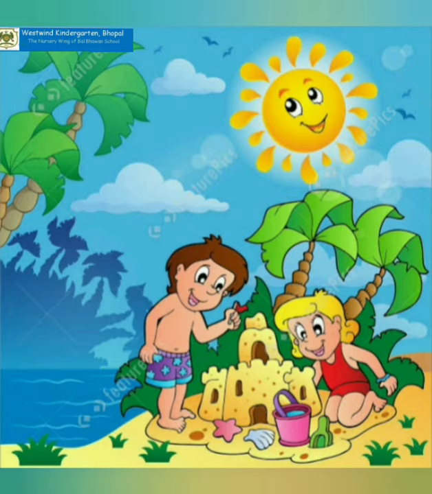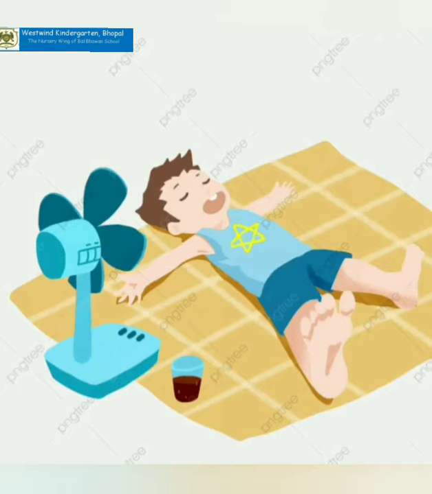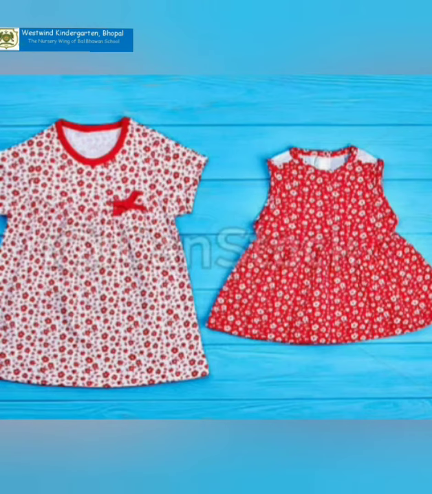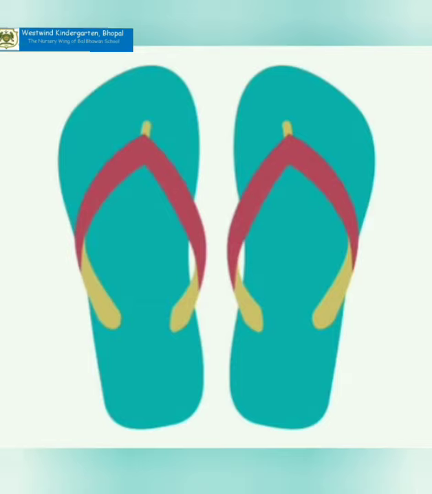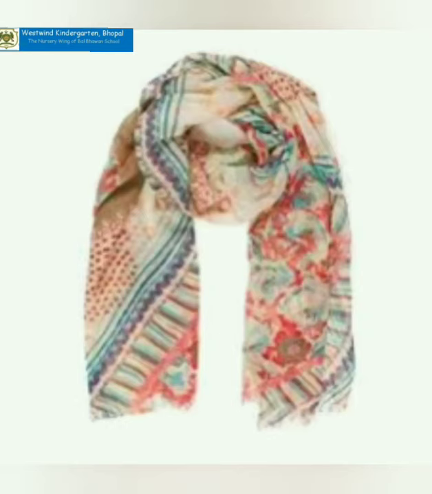Let us see, what do we wear in summer season? As you know children, in summer season हमको बहुत गर्मी लगती है. We feel very hot during summer season. So children, we wear some special clothes in which we feel comfortable during hot summers. Like t-shirt, pants, cotton frocks, skirts. We wear flip-flops. And when we go out, we wear sunglasses, hat, scarf and caps.